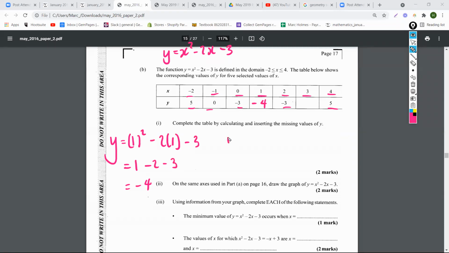And then we're going to do the same thing. It says here, complete the table by calculating the missing values of y. Y is equal to x squared, which is 3 squared.